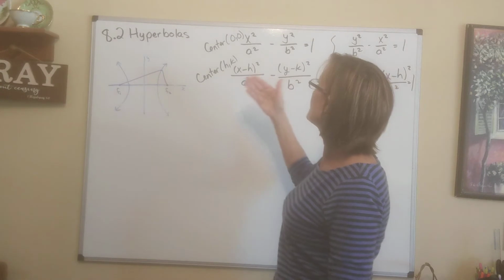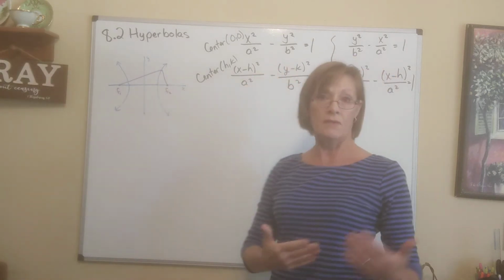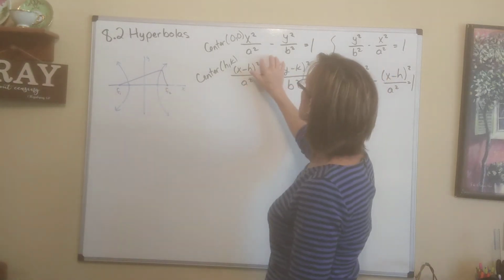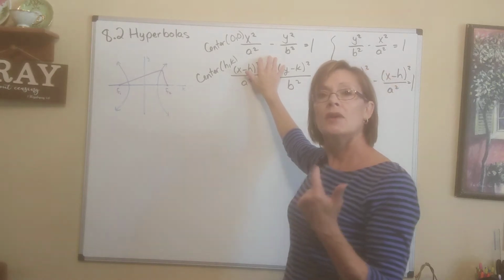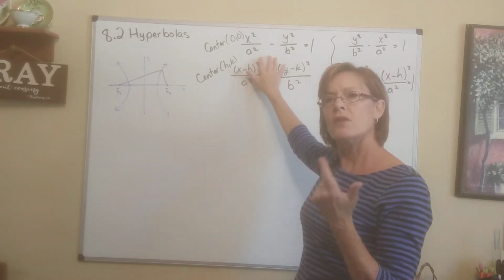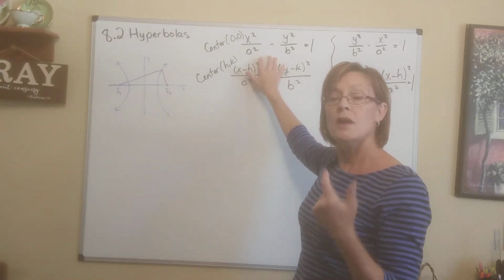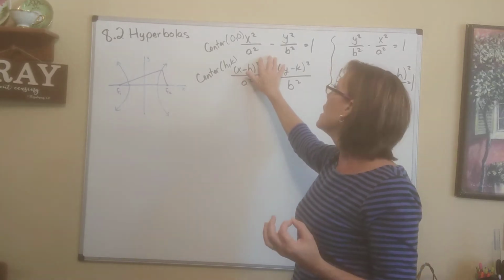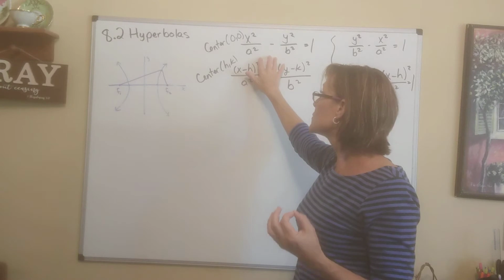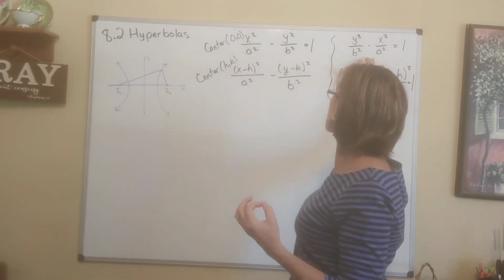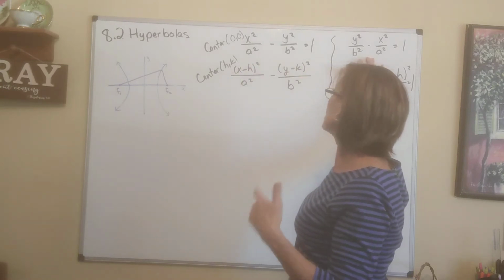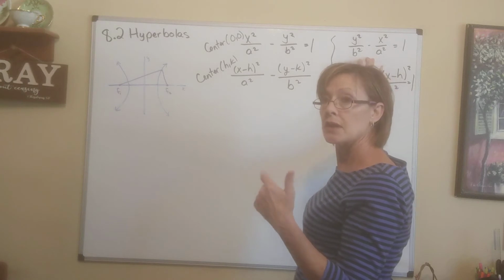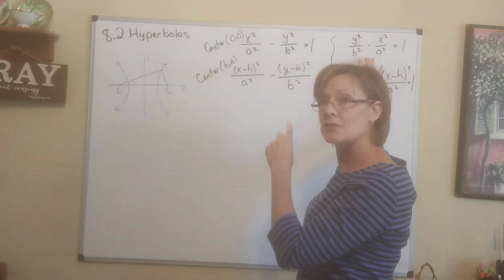These are the equations of a hyperbola. The ones on your sheet look like x squared over a squared minus y squared over b squared equals 1. That's if the center of the hyperbola is at 0, 0. Likewise, there's another one, y squared over b squared minus x squared over a squared equals 1. Still the center is at 0, 0.